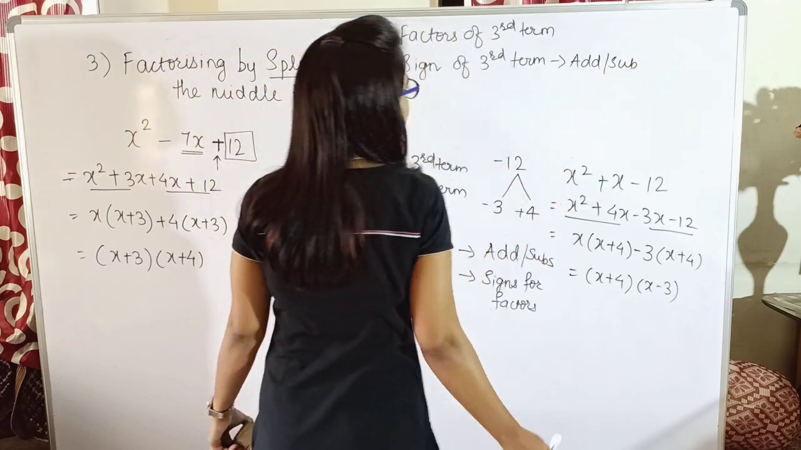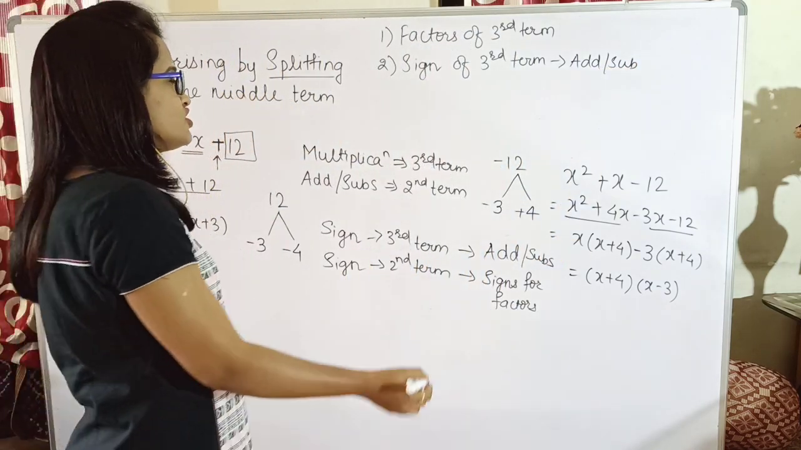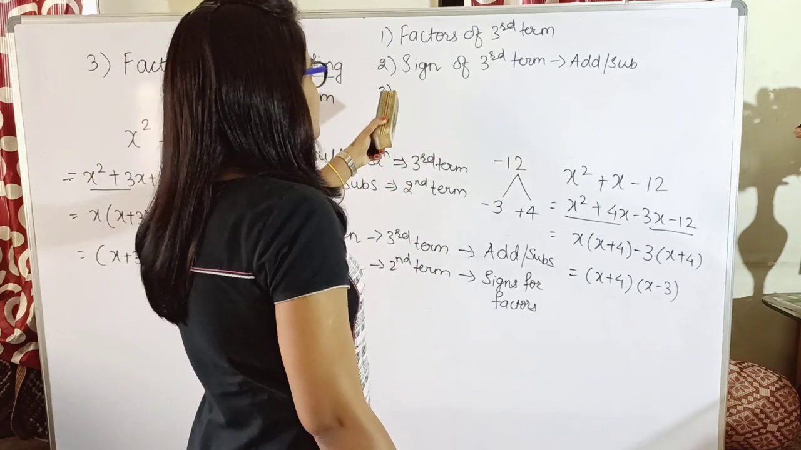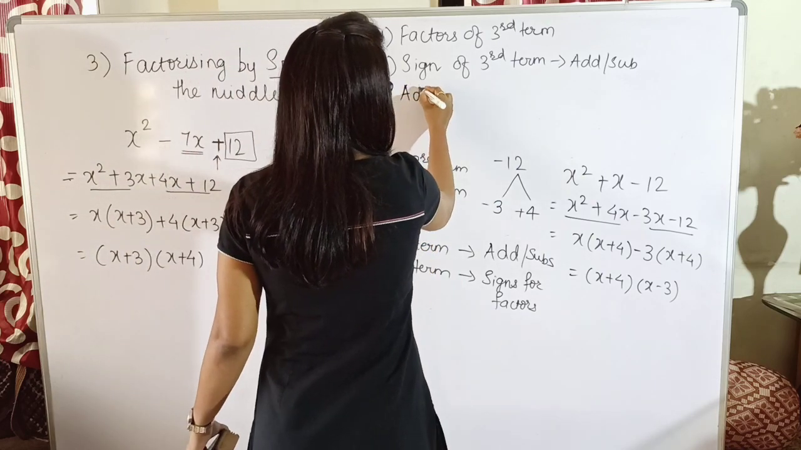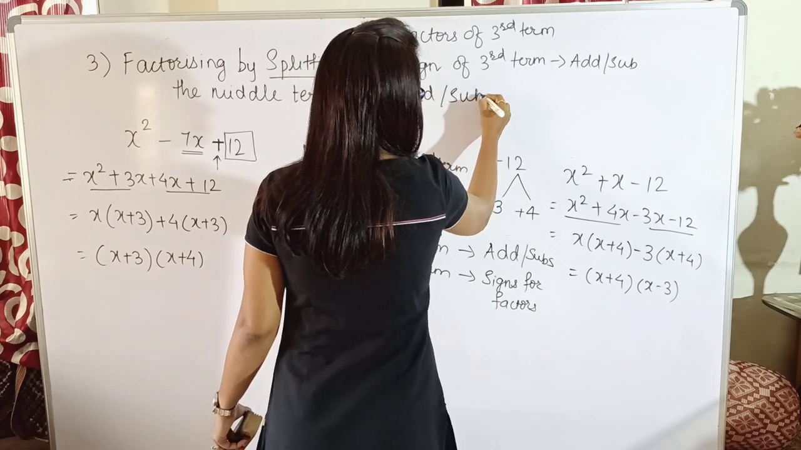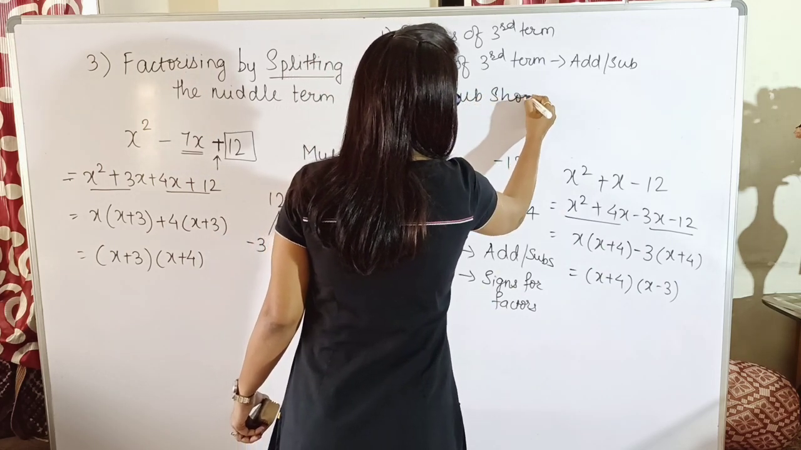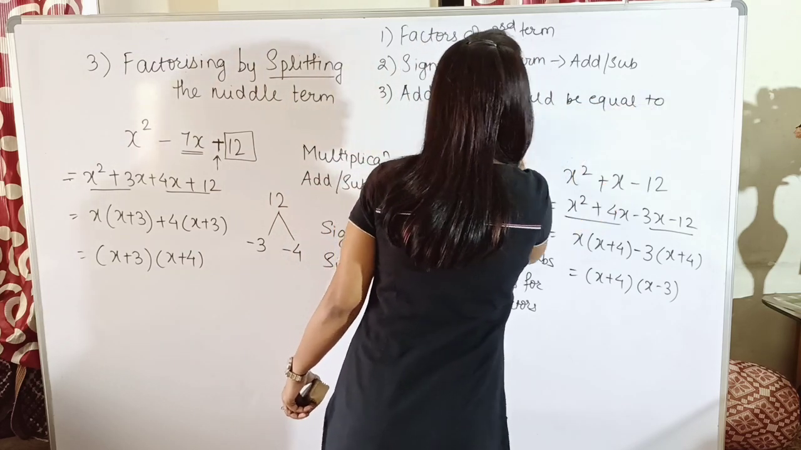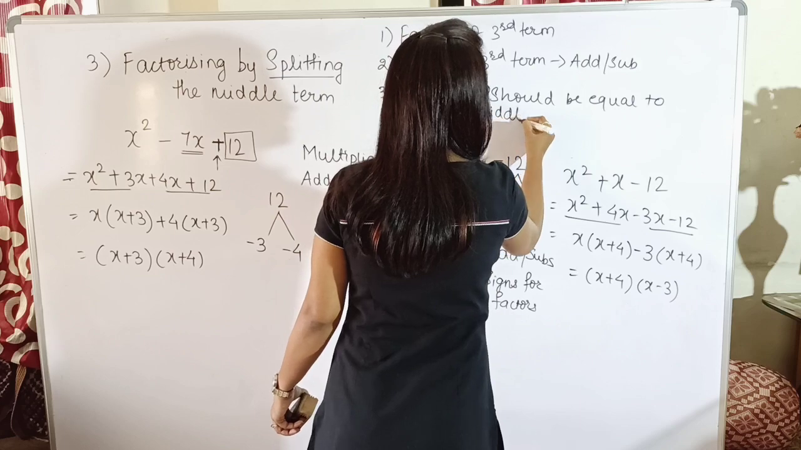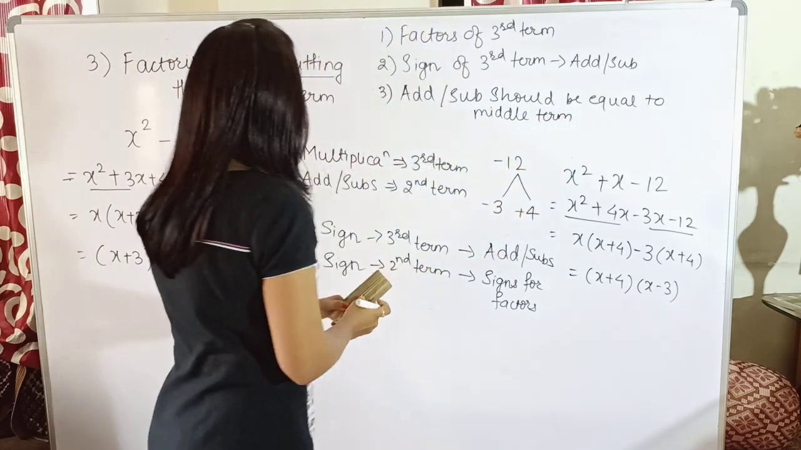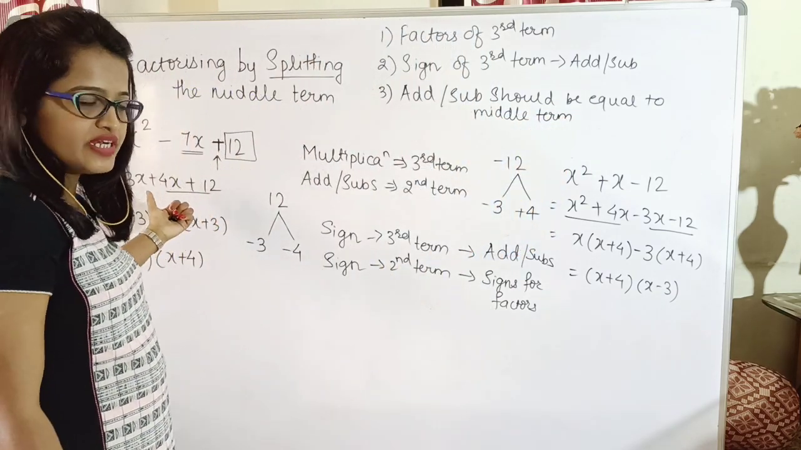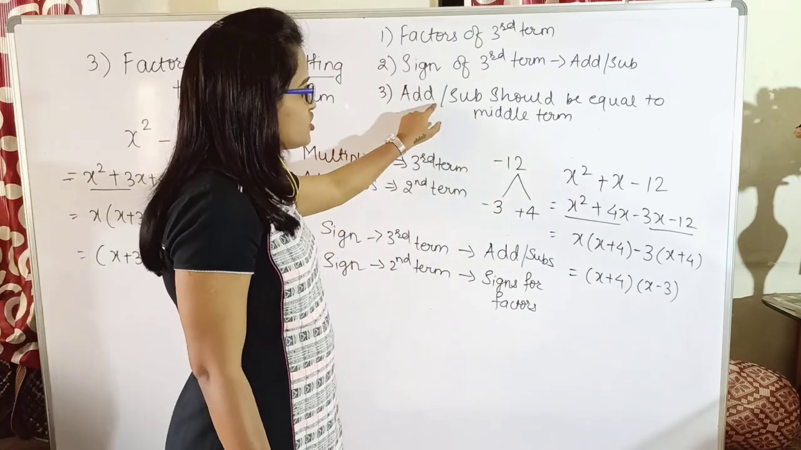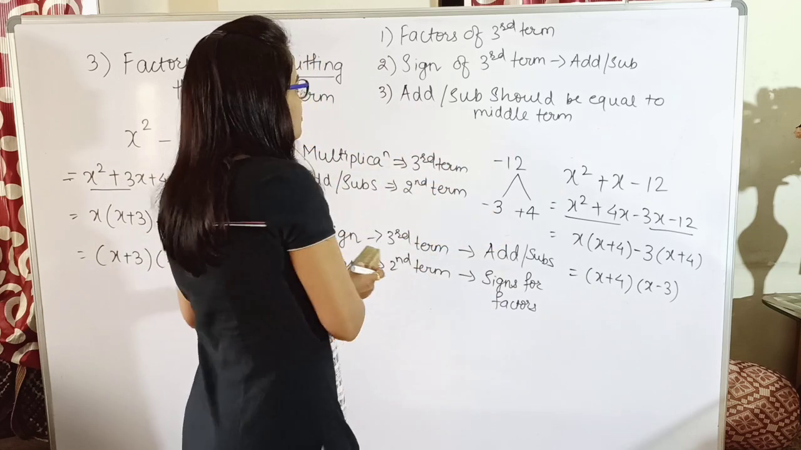If it is plus, you will be going for addition. If it is minus, you will be going for subtraction. Third term, yes, the addition or subtraction should be equal to the middle term, isn't it? Whatever is the addition or subtraction of the factors, minus 3 minus 4 is minus 7, the middle term, minus 3 plus 4 is plus x, the middle term. So addition or subtraction of the factors should be equal to the middle term.